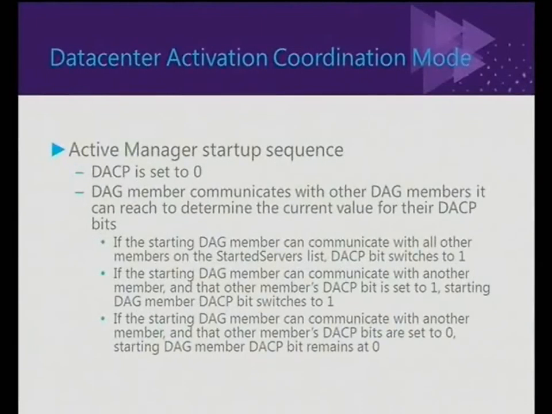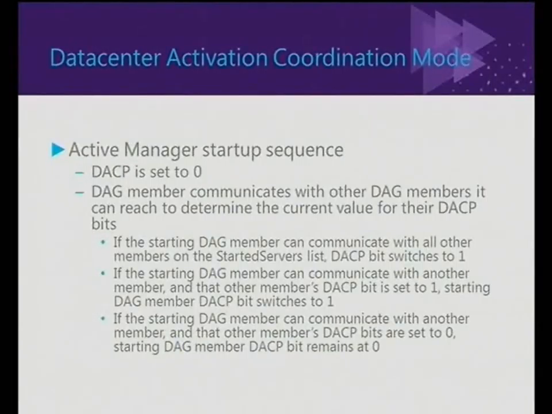But how does it actually work? Well, there's a startup sequence. Anytime you start the replication service, Active Manager always has that bit set to 0. And it needs to either be able to communicate with all other DAG members that are on what we call the started servers list, in other words, the ones that are up and operational. If it can communicate with all of them, it will flip its bit to 1 and start mounting its databases. If it can communicate with any other DAG member that has its bit set to 1, it will flip its bit to 1 and start mounting databases.